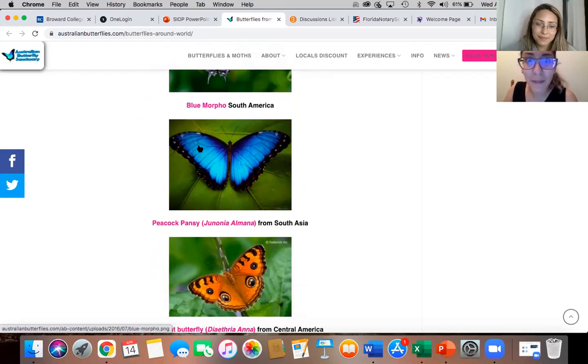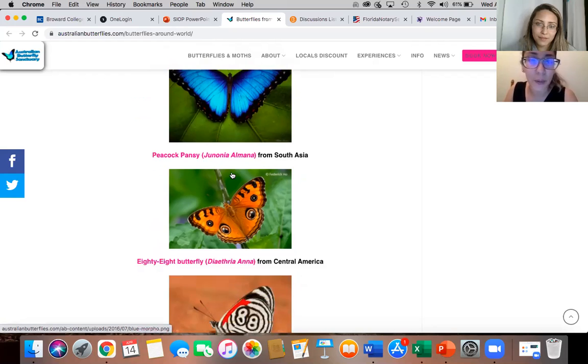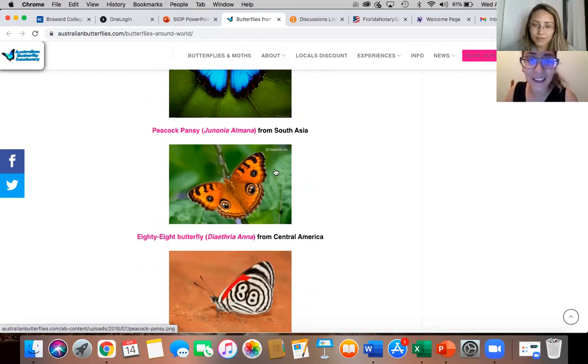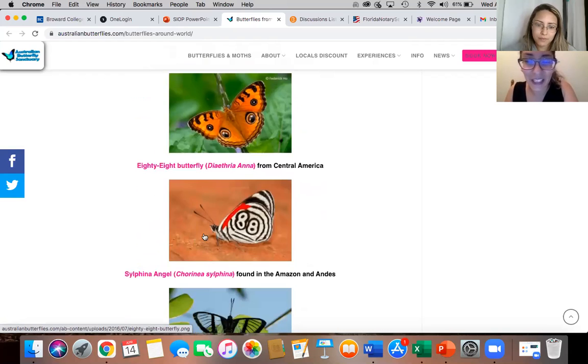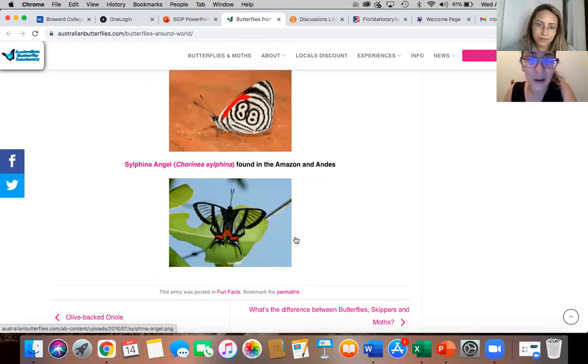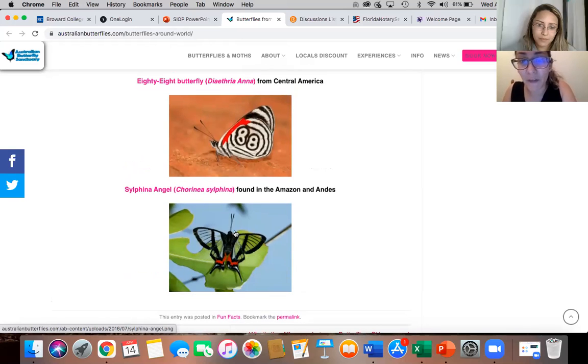Okay, look at that one from South Asia with the blue colors. Those butterflies are beautiful. And this one, look at this one from Central America. Oh, yes, Julie, you've seen that one. Yes, definitely. And look, it kind of looks like it has eyes, huh? Like four eyes looking at you. All right, it's also in the Amazon and Andes. Wow. Oh, and look at this butterfly. It's transparent. So let me go back to the PowerPoint.